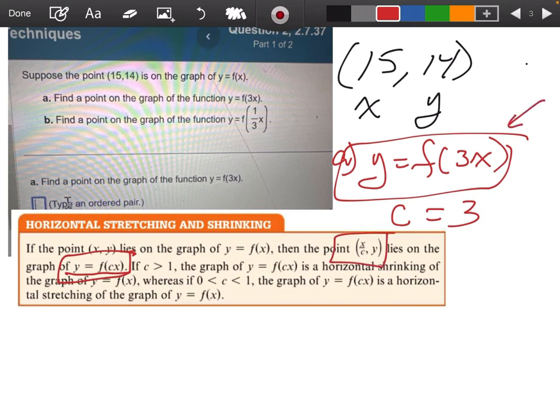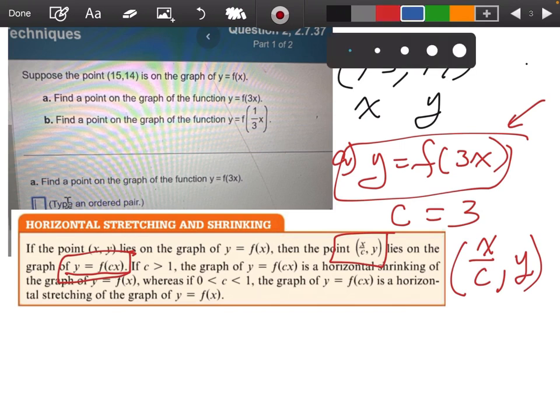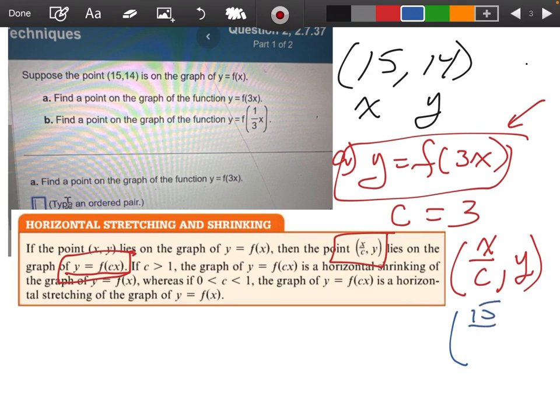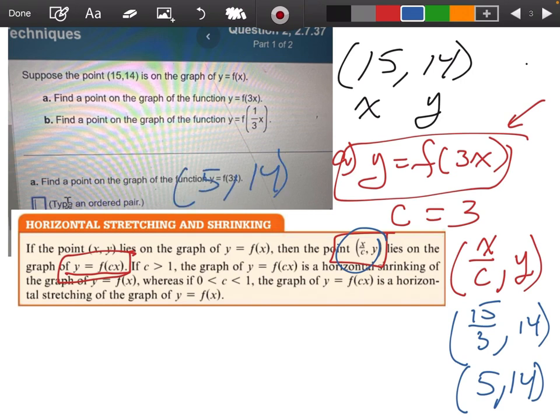What we're going to do is take our x divided by c, and my y number is going to be the same. So first thing, our x number we said was 15. We're going to divide it by c, because that's what it's telling me to do right here, and that's my number 3, but my y number stays the same. So 15 divided by 3 is just 5 and 14. So for part A, my answer will be (5, 14).